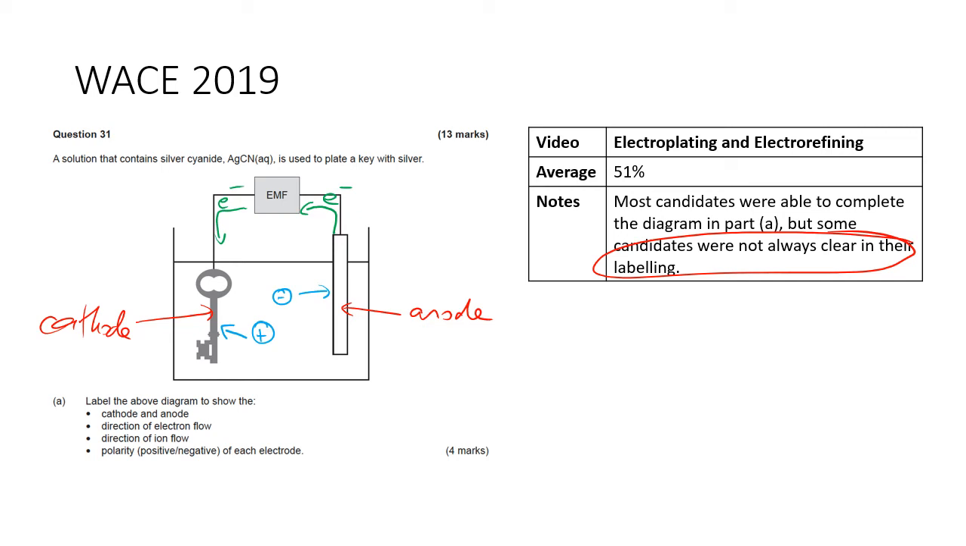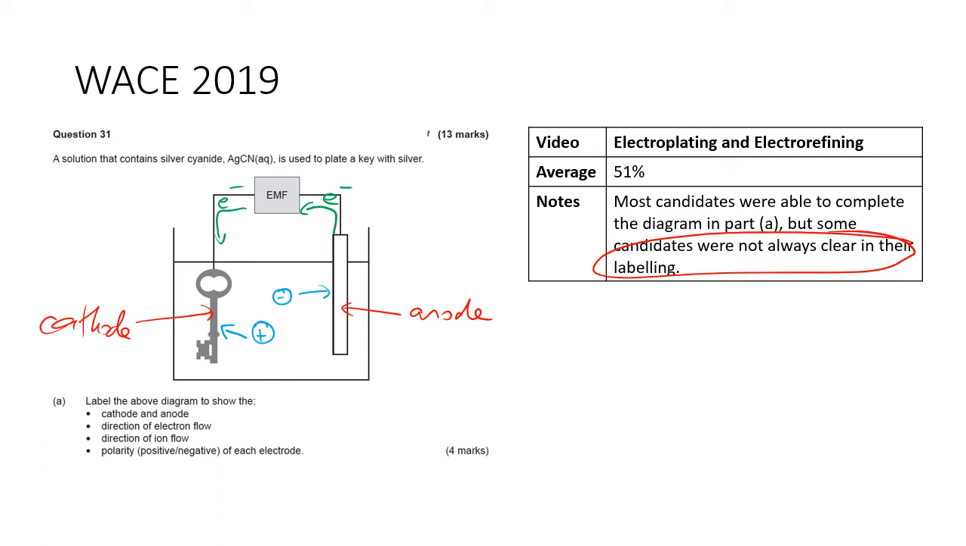Also, you should remember that the positive ions are the metal ions that coat the key and electroplate it, so that's why the positive ions go that way. And then the polarity of each electrode, which I hate to do, right? Just remember, you have to memorize that this is an electrolytic cell, and therefore the cathode is the negative end.